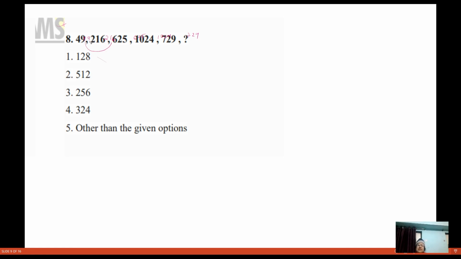See, if we take this is 7 square, this is 6 cube, this is 5 to the power 4, this is 4 to the power 5, because 1024 is actually 2 to the power 10. But 2 to the power 10 can also be written as 4 to the power 5, because 2 into 5, and this can be written as 4 to the power 5. And if this is 4 to the power 5, then this is 3 to the power 6. Then what will be your next? 2 to the power 7.